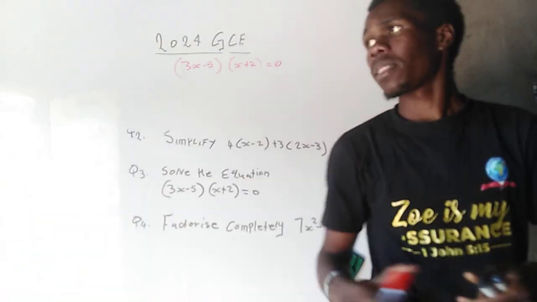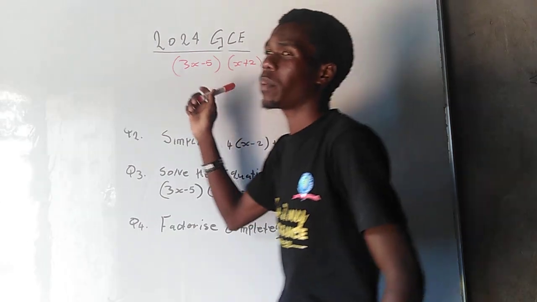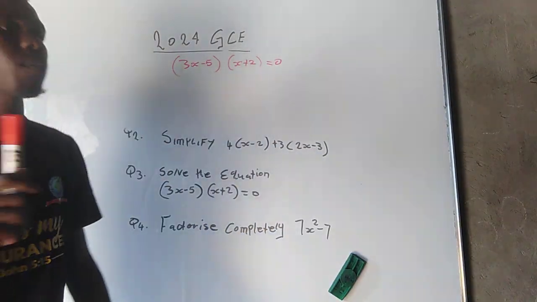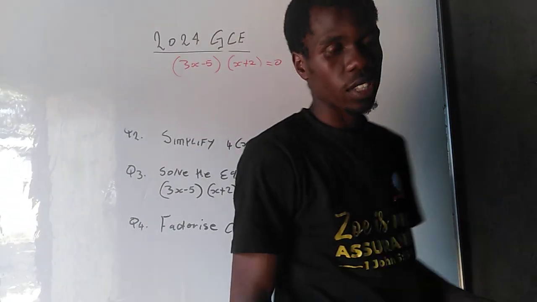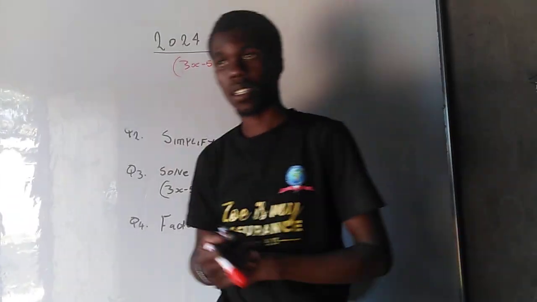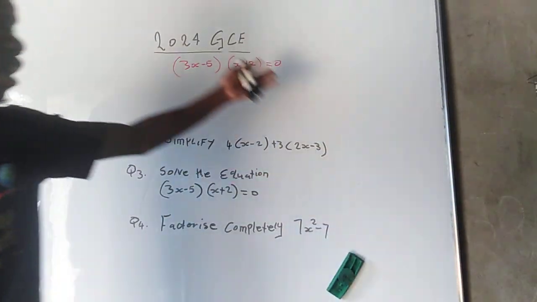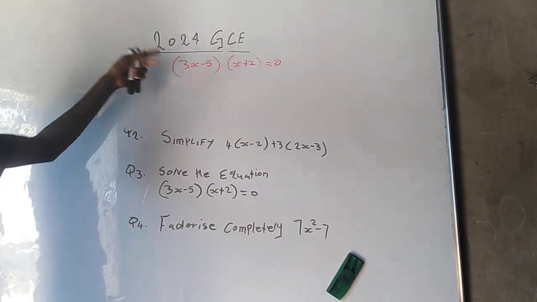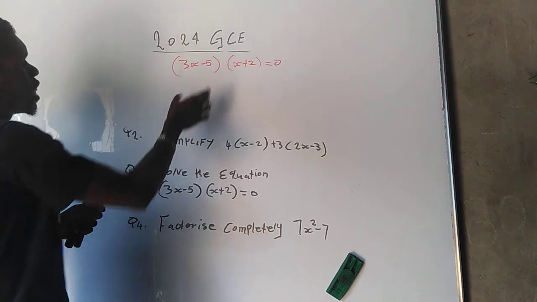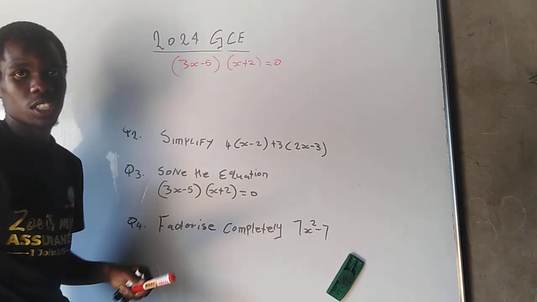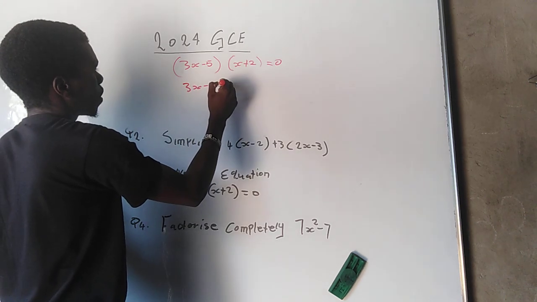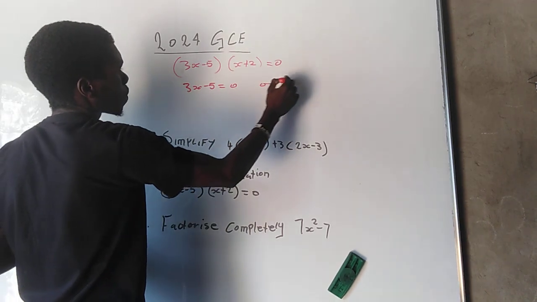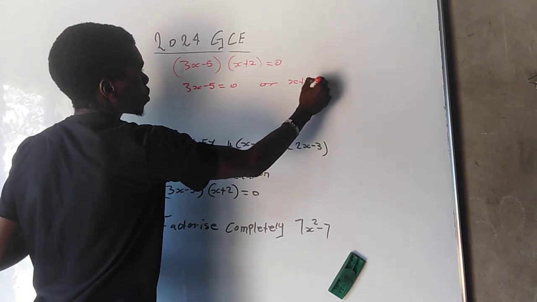So Paper 1 comes like this, but Paper 2 is the one which comes as solve the quadratic equation, the one that we normally use the formula method for. So now this is a quadratic equation under Paper 1. Just get this one and equate them to 0. Simple as that. I'm going to say 3x minus 5 is equal to 0, or x plus 2 is equal to 0.